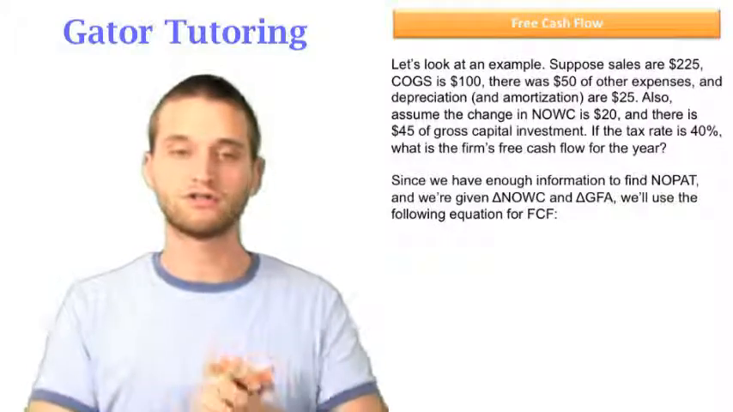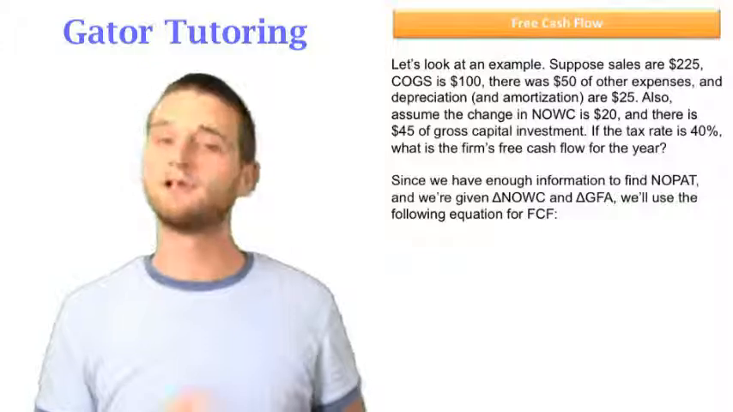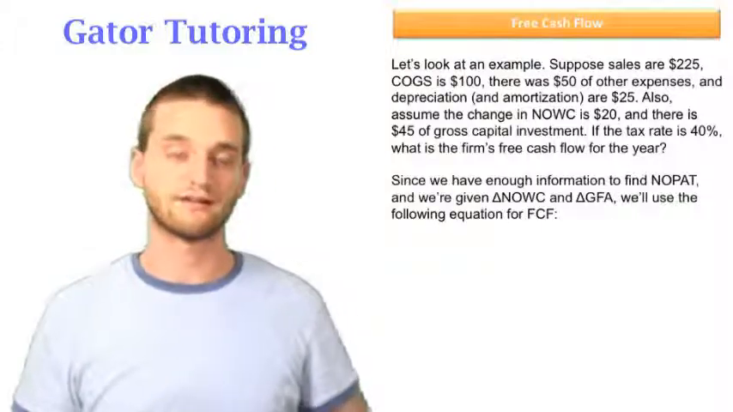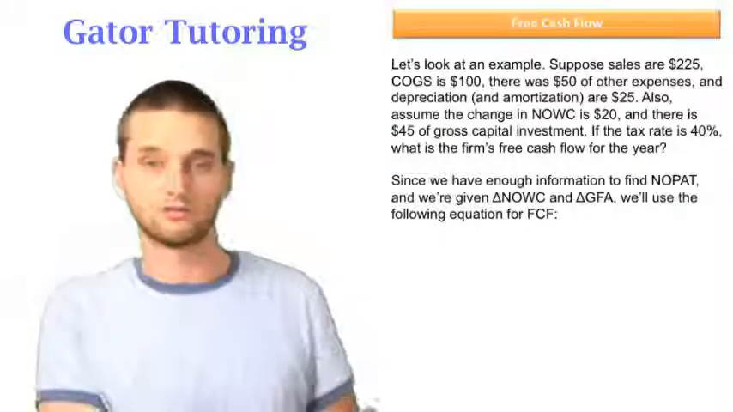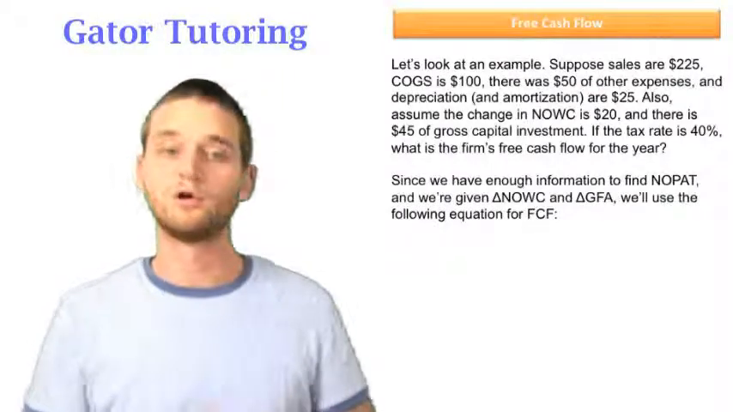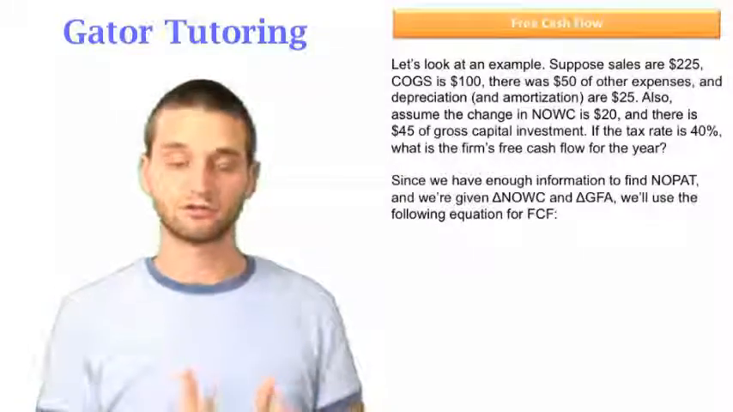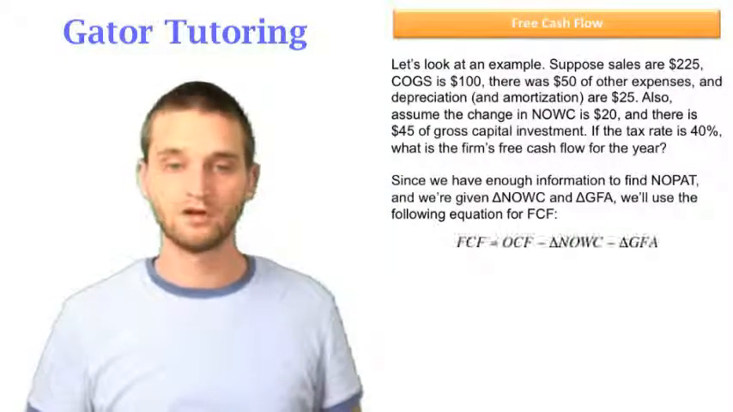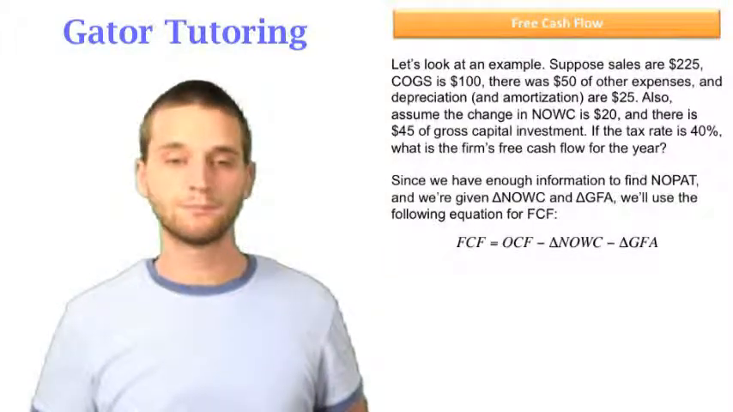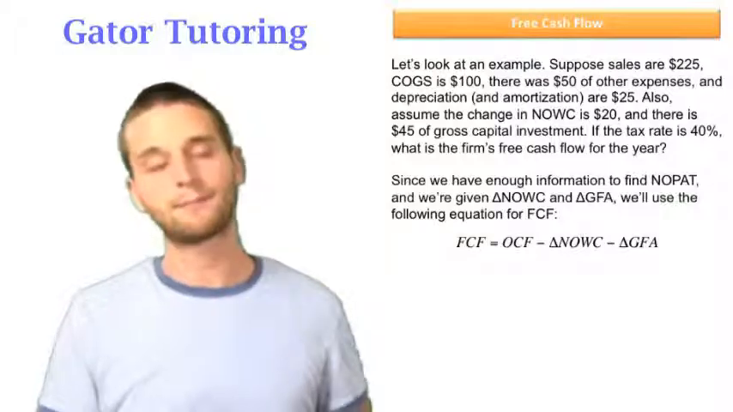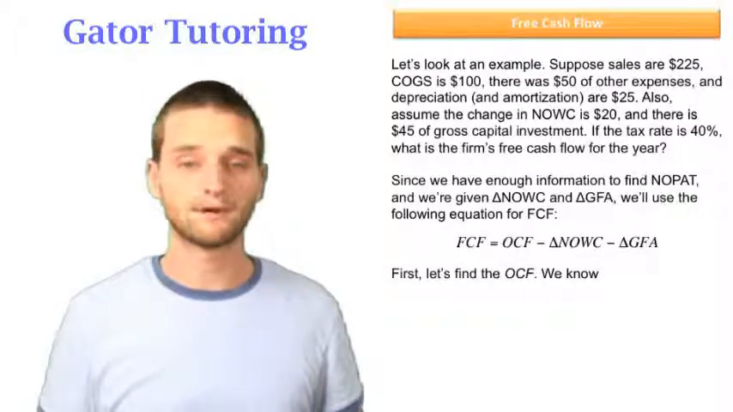And the question tells us that there's a $45 investment in gross capital. That's exactly what the change in gross fixed assets is asking for. It's asking for how our gross fixed assets account changed over the past year. So if we're told we invested $45 into capital, that's affecting this gross fixed assets category. So we want to use this equation. Free cash flow equals operating cash flow minus the change in net operating working capital minus the change in gross fixed assets. First, let's find the operating cash flow.